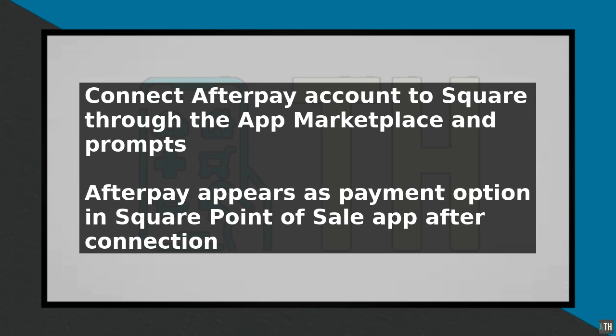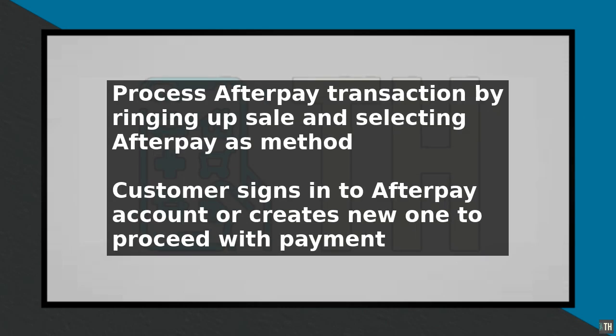The customer will then be prompted to sign in to their Afterpay account or create a new one. The customer will see the total amount due, as well as the installment plan, which is typically 4 equal payments. After the customer confirms the payment, the sale will be processed, and the funds will be deposited into your Square account. You will receive the full amount of the sale up front, minus any fees.